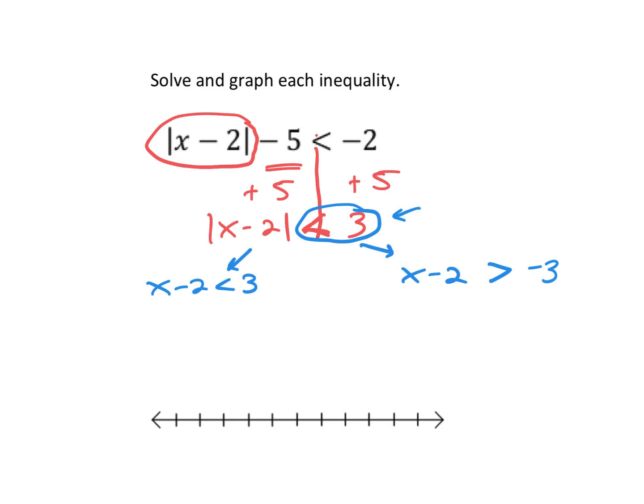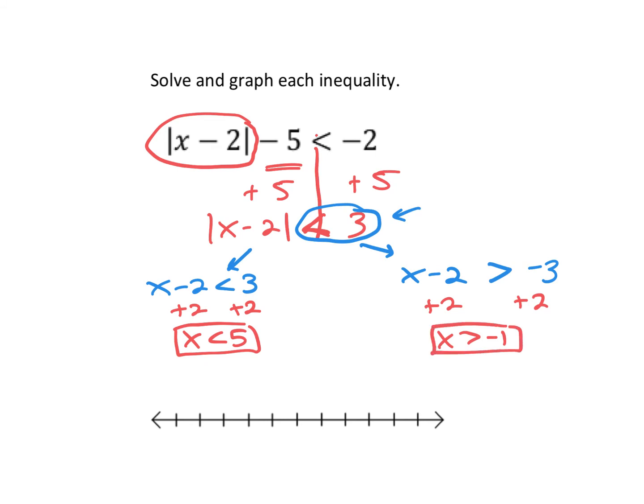We solve this individually, that's our third step. So if I add 2 to both sides in that first one, it looks like I get x less than 5. There's one inequality, that's one solution. And then the other one, if I add 2 to both sides, it looks like I get x greater than -1. There's the other solution.